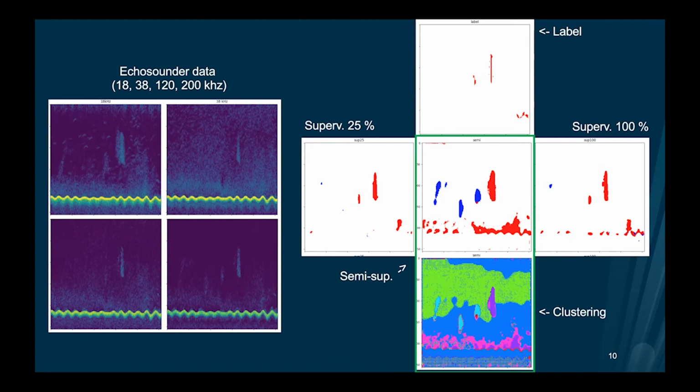So you can see in the figure on the right, the very colorful one, this is a clustering map. However, we still see many false alarms near the seabed, and they should be improved in future work.